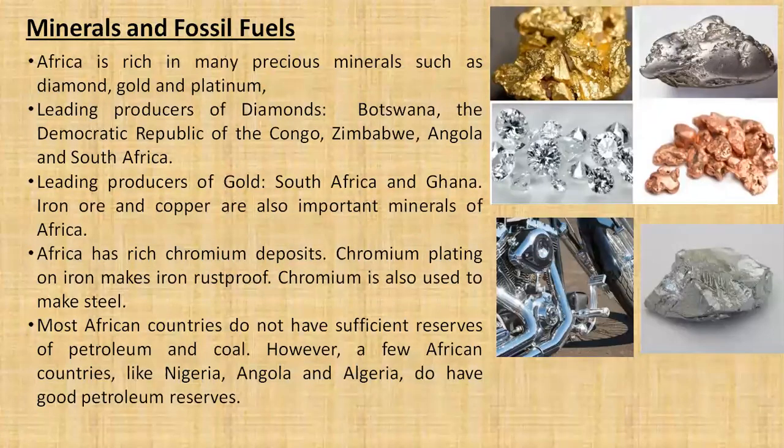In the agriculture topic. Then we are going to minerals and fossil fuel. As we already studied, African land is not good for agriculture, but the land is very much filled with minerals. So Africa is rich in many precious minerals such as diamond, gold, platinum, etc. Some of the countries in Africa are leading producers of diamonds: Botswana, the Democratic Republic of Congo, Zimbabwe, Angola, and South Africa.